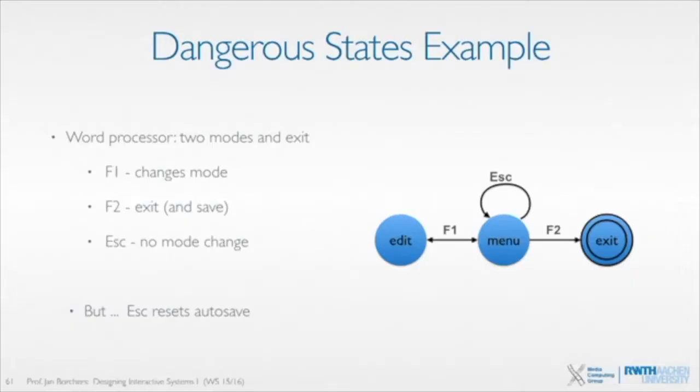Finally, dangerous states. Here's an example of that. This is a word processor. Imagine a word processor, like you're typing text, and it has two different modes. It has one mode in which you basically edit your document, and then it has a different mode where you basically do commands. And this is not that unusual. For example, the VI editor actually works in that kind of way.